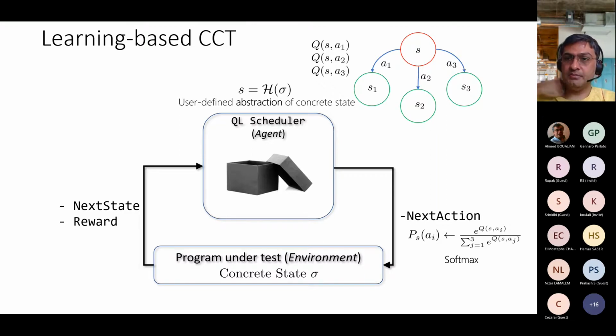Over time, the algorithm is going to refine and learn these Q values in a way that maximizes its reward. That's what the algorithm is designed for. It's designed to maximize the reward.